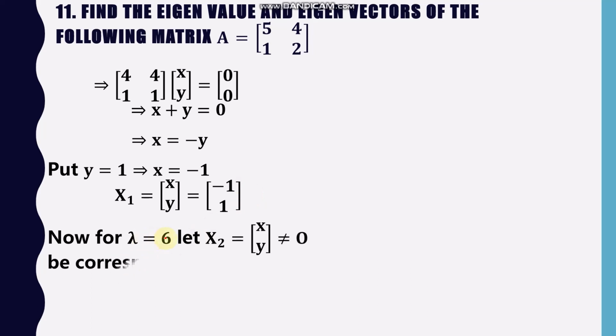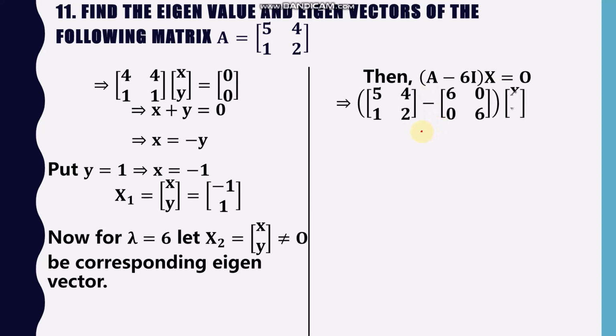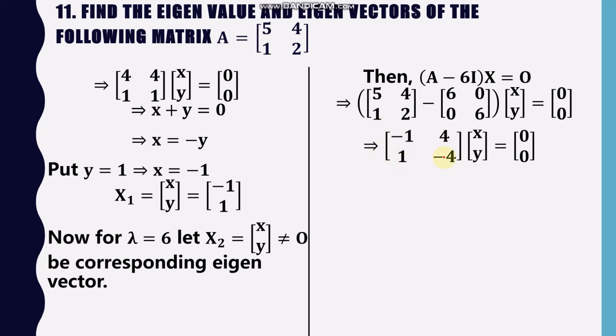Now let's find the eigenvector corresponding to lambda equal to 6. So the same method we will use. We'll put (A minus lambda I) times x2 equal to 0. So (A minus 6I) times x equal to 0. So we'll solve this equation. We'll get [5 minus 6, 4; 1, 2 minus 6], that is [minus 1, 4; 1, minus 4].